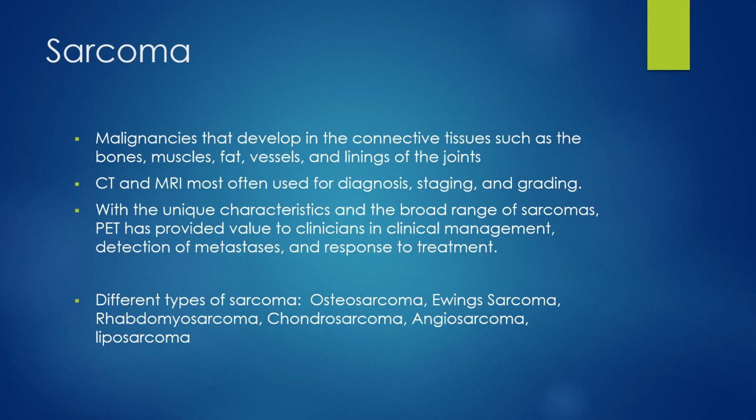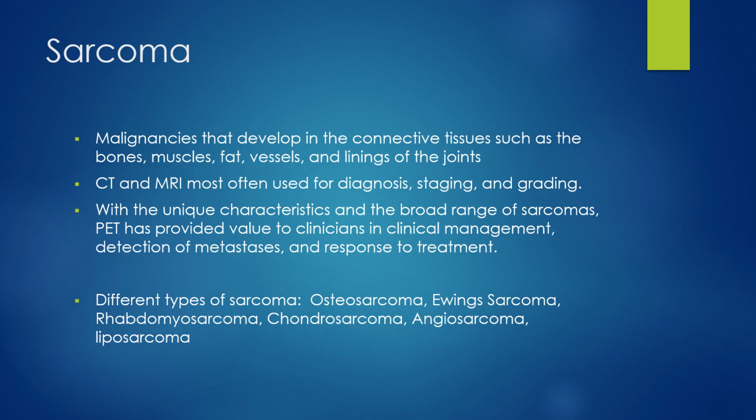Now, sarcomas, there are a lot of different types of sarcomas. Sarcomas are bone cancers, and they are also seen on sodium fluoride bone scans. Malignancies that develop in the connective tissue, such as bone, muscle, fat vessels, and linings of the joints, are all known as sarcomas. CT and MRI are often used for diagnosis, staging, and grading, but PET is also useful. With the unique characteristic and broad range of sarcomas, PET provides value to clinicians in clinical management, detection of metastases, and response to treatment.